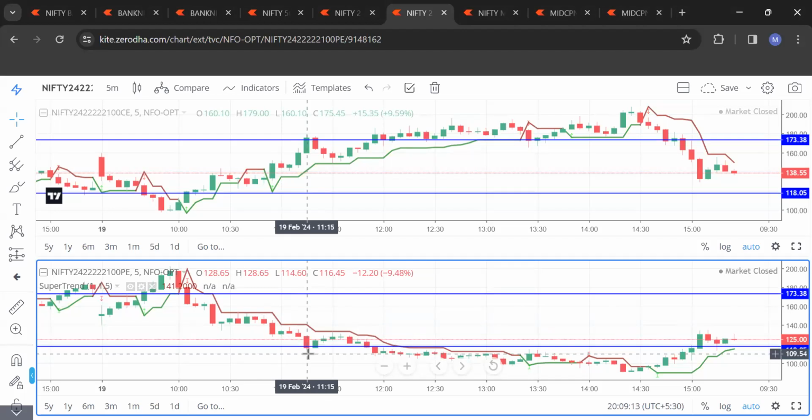Now here we see that on the call side, the candle is closed above the upper line, and on the put side it is closed below the lower line. So should we buy a put considering a reversal, or should we buy a call considering the breakout? That is why I said use both the techniques in tandem.